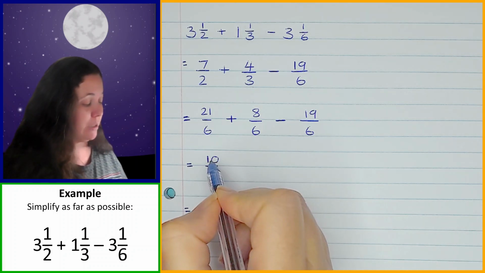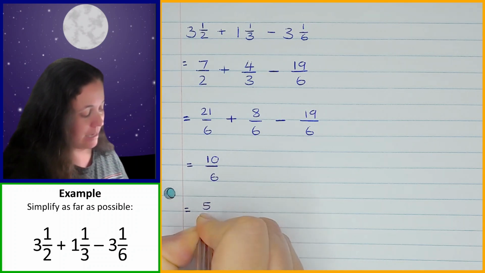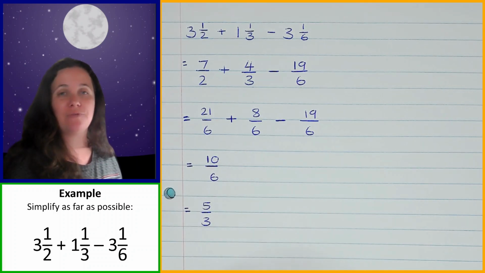So I'm going to divide the top by 2, that gives me 5. And I divide the bottom by 2, and that gives me 3. So my final answer for this question is 5 over 3.